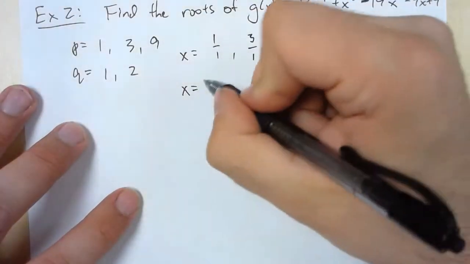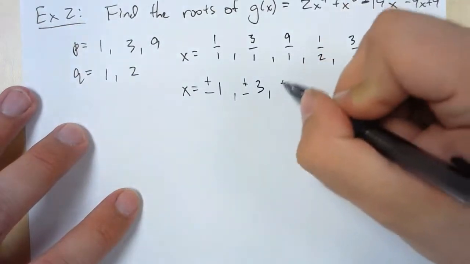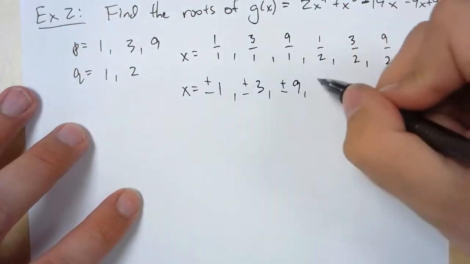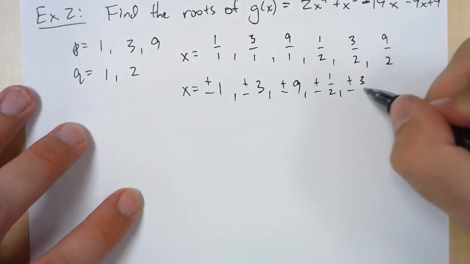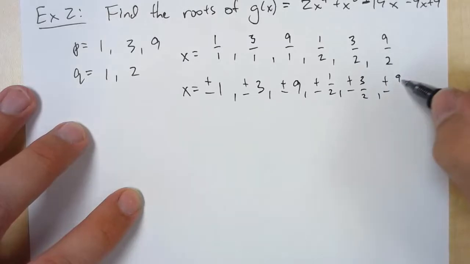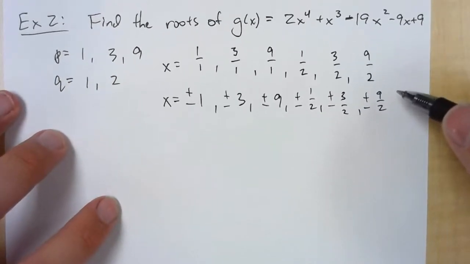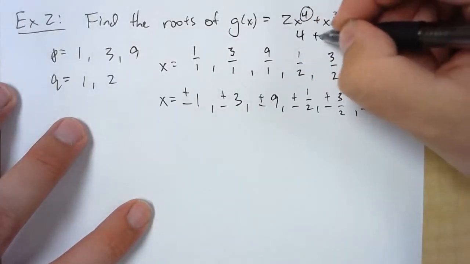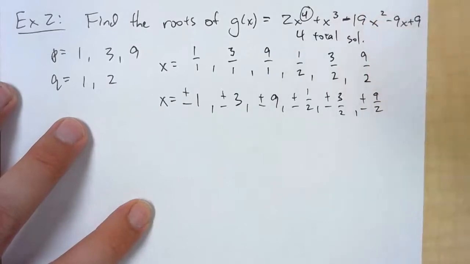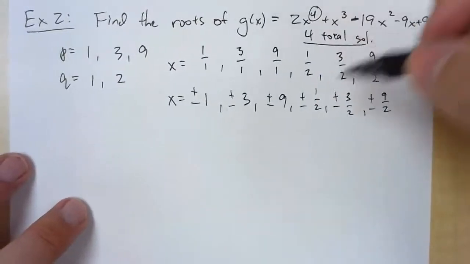So the numbers to test: positive and negative 1, positive and negative 3, positive and negative 9, positive and negative 1/2, positive and negative 3/2, and positive and negative 9/2. And I hope to goodness I don't have to worry about that, but I can always make it a fraction if I need to. Okay, don't forget our fundamental theorem of algebra. It says that we have 4 total solutions to this equation. There are 4, the highest exponent is 4, therefore we're looking for 4 roots, 4 zeros, 4 solutions.